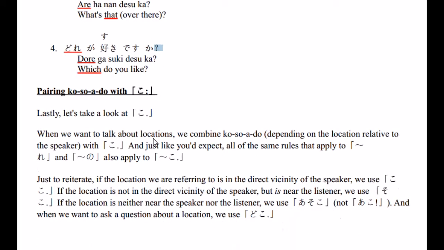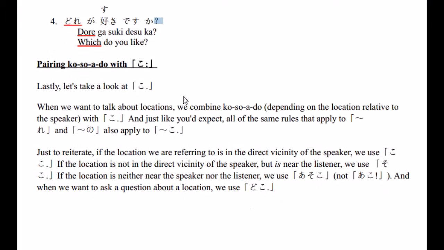And now we're going to look at pairing ko, so, do with ko. Okay, so this is the last part, so you're almost done. Just hang in there, and we'll be finished in a little bit. But when we want to talk about locations, we combine ko, so, do with ko. And just like you'd expect, all of the same rules that apply to sore, kore, ano, dono also apply to ko.